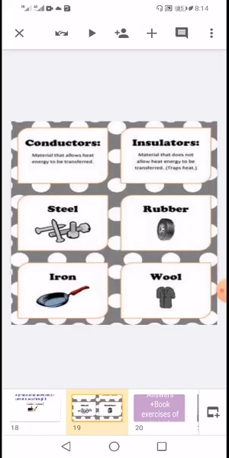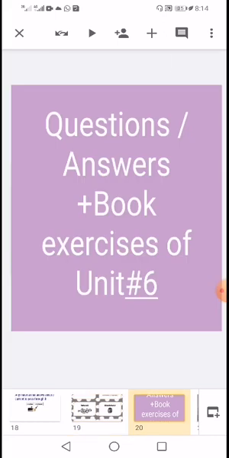So in this picture you can see the examples of conductor and insulator. Conductors are steel and iron and the insulators are rubber and wool. Okay. So I have summarized this unit for you, and the homework is to learn question answers plus book exercises of Unit 6.